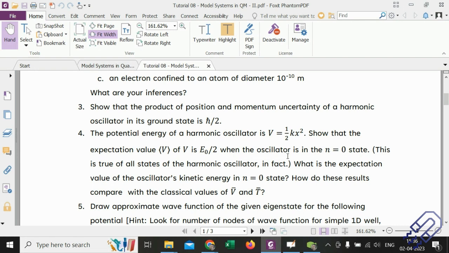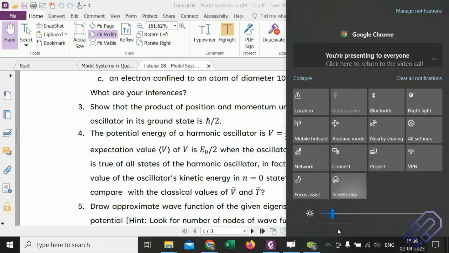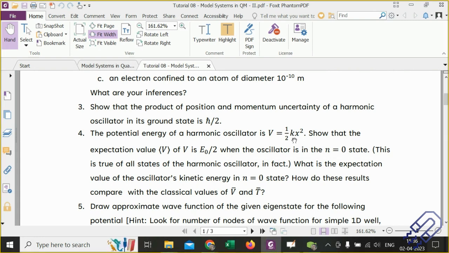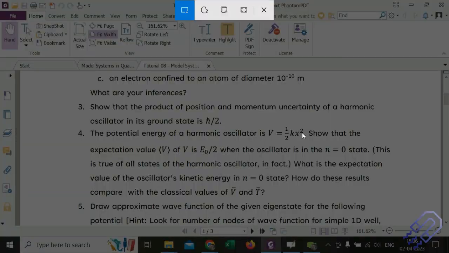So let's just look into this. The potential energy of a harmonic oscillator is V is equal to half kx square. We already know it. We have seen potential energy is equal to half m omega square and so on. So that's not difficult. So let's take this question. Let me see if my tools work here. So this is your potential energy. So let's take this question.